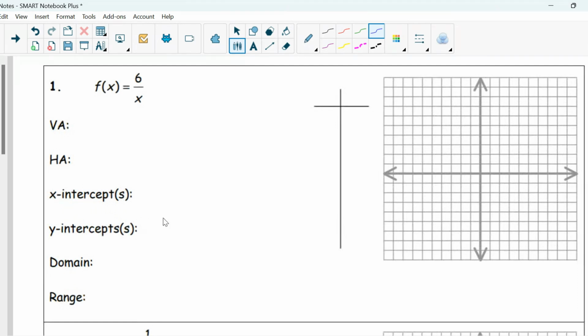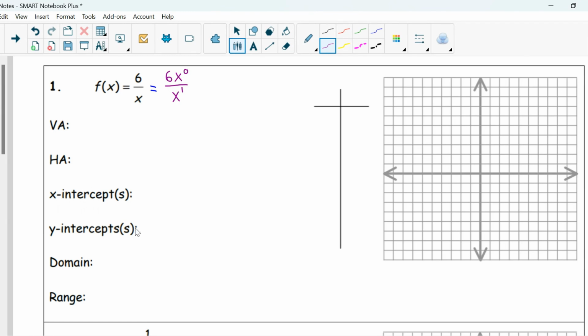So the first thing I'm going to do here is rewrite my function in terms of exponentials. So 6 here is a constant. So I can rewrite this as 6x to the 0 power. X to the 0 power becomes 1, so we're left with just 6. And I can rewrite x as x to the first power. This comes into play for our horizontal asymptote.